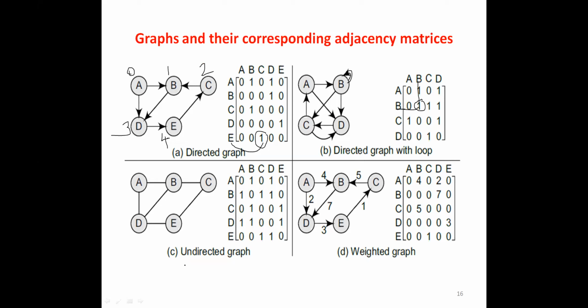And when you take an undirected graph, we said that the number of edges will be lesser in case of an undirected graph when compared to a directed graph. But when you are storing it in matrix format, it takes more space.